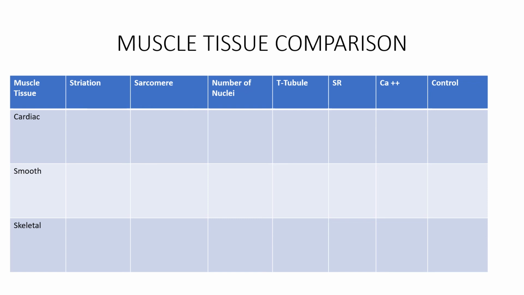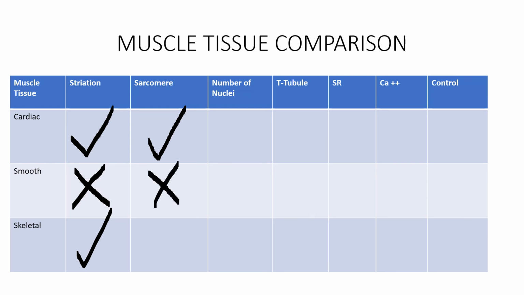Do we have striations in cardiac tissue? Yes, we do. So I'll just put a check mark. We do not have it in smooth, and we do have it in skeletal. Okay. With those striations, they are interlinked with the sarcomeres. So we do have sarcomeres in cardiac. We don't have it in smooth, and we have it in skeletal.